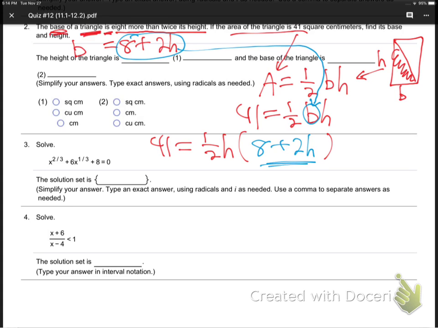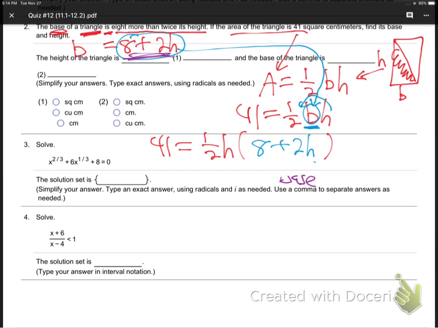So this is the B. This took the place of the B. I just moved the H to the front. Doesn't matter what order they're in. Okay, so there's our equation. We need to solve that for H. Now the first thing you need to do is get rid of that half. So this is area, 41, is a half times base. This is all the base, right? Because the base is 8 plus 2H, 8 more than twice height, times the height. So there's the formula. Area is a half base times height.